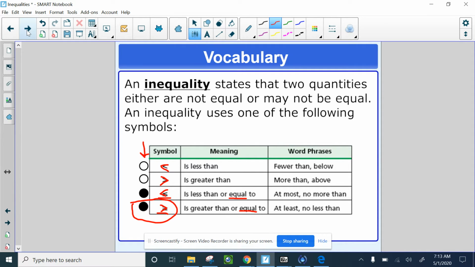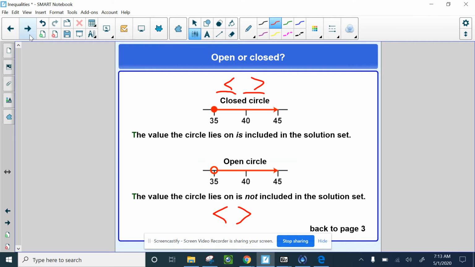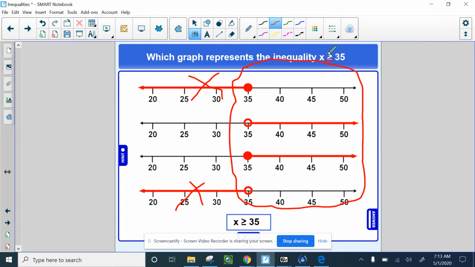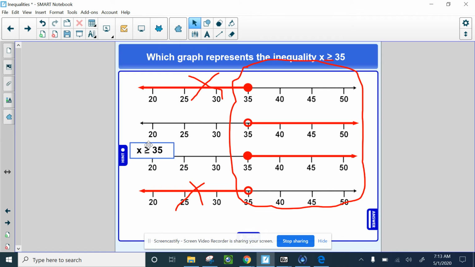You'll notice on Schoology, I did take a screenshot of this chart so you guys can have it open in a new tab to refer back to when you are working on your homework as well. So if I look at this here, since it can be greater than or equal to 35, I want a closed circle. It's going to be closed again because 35 can be a choice. So x is greater than or equal to 35 would look like this third graph right here. Little confusing, but we're going to practice more and we're going to get you understanding this.